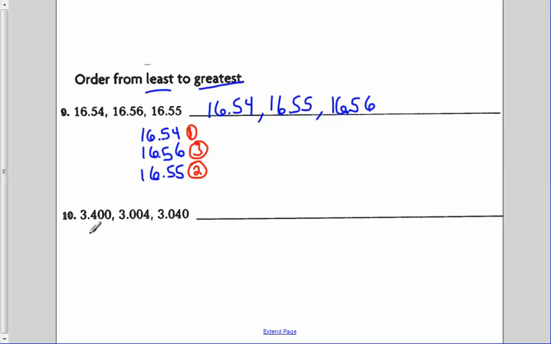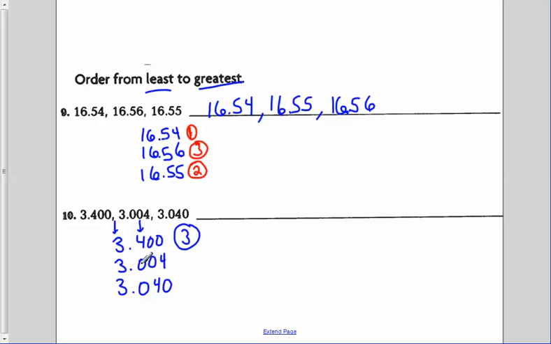And for number 10, we just do the same thing. I have 3 and 400 thousandths compared to 3 and 4 thousandths compared to 3 and 40 thousandths. Well, since they all go to the thousandths place, I don't need to add in any place value holders. And now I can compare. So I have 3 in my ones place. I have a 4 in my tenths. Well, 4 is greater than 0 in both of those, so I know that that is the greatest one. So I have to remember, write these from least to greatest. So I know this is going to be my last one, so that's going to be my third one.